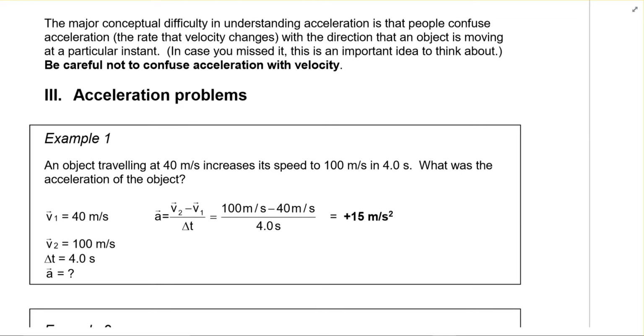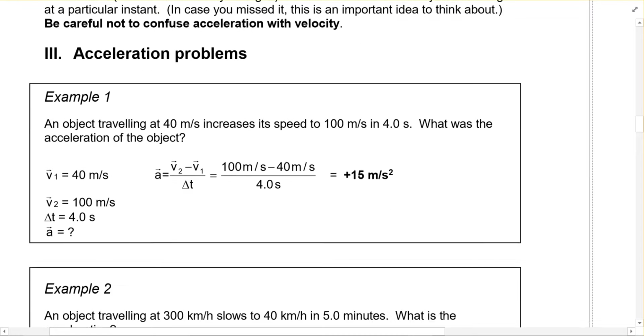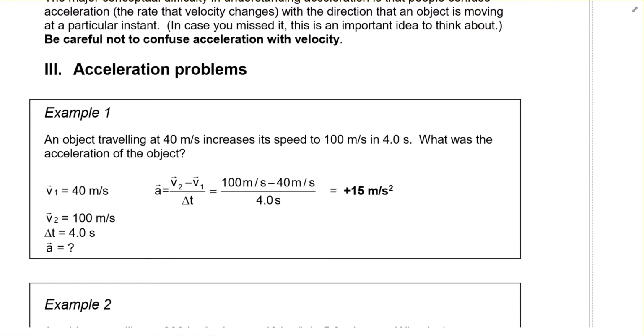So now looking back at some of these examples, they're going to be really just plugging in numbers into our new formula. So we've only got two formulas now, so it's not too bad. This one says an object traveling at 40 meters per second increases its speed to 100 meters per second in 4 seconds. What was the acceleration of the object?